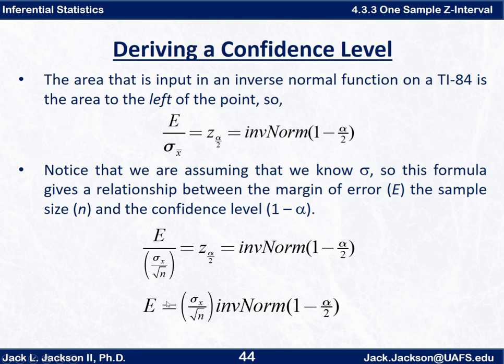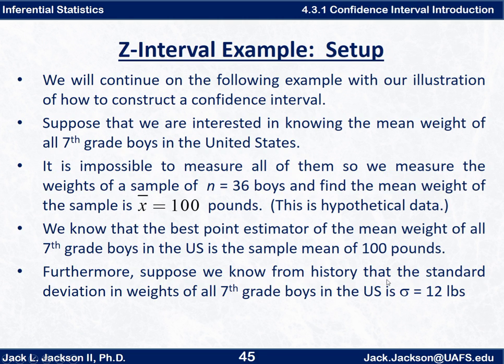And that e is sigma of the x's divided by square root of n times the inverse norm of 1 minus alpha over 2. And what this formula allows us to do is to first establish a confidence level 1 minus alpha, solve that for around until you get 1 minus alpha over 2. So then you know what to put in here. And the sigma is assumed to be known. And if we know the sample size, we can plug that in. And this allows us to find the margin of error.